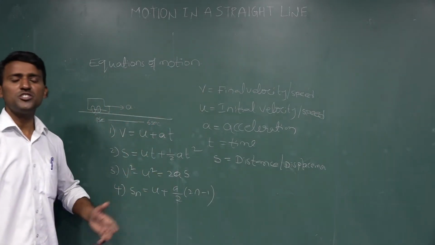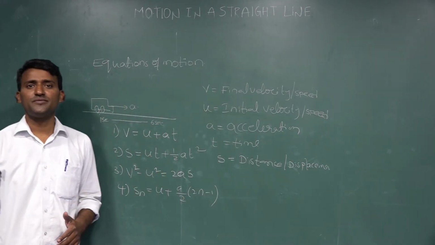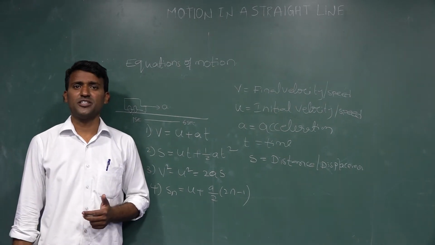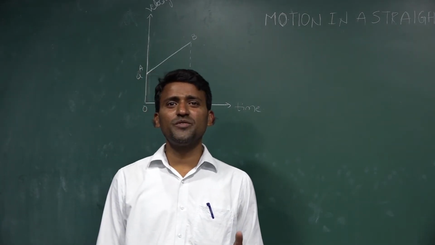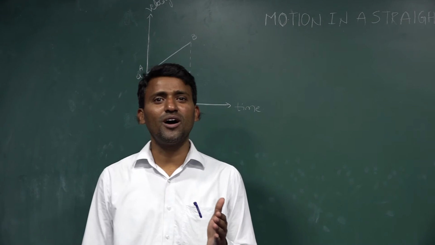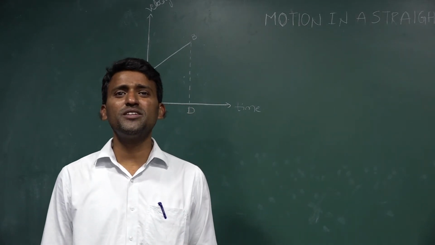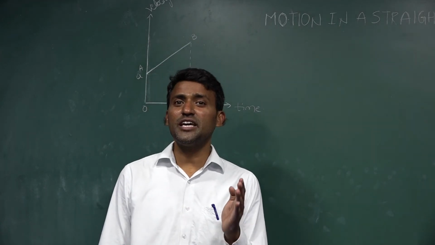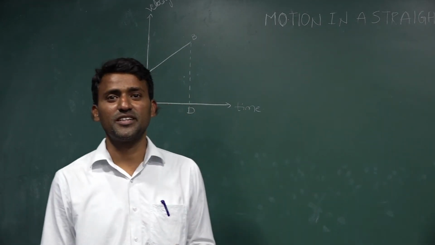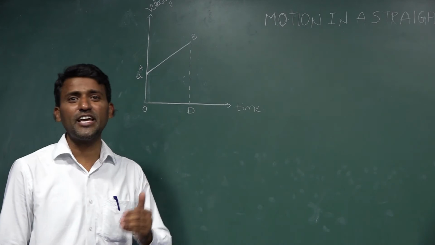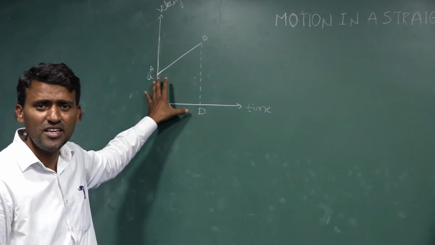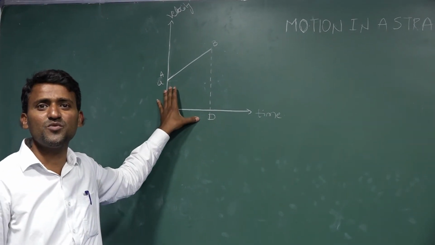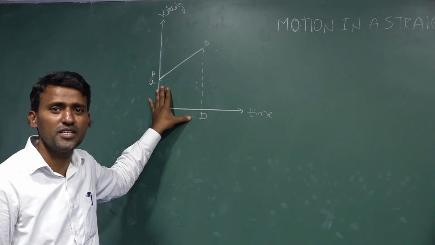So these equations we can prove by using the graphical representation. When an object is moving with uniform acceleration in the horizontal direction, it obeys the 4 equations of motion. Those are called the equations of motion, isn't it? We have to prove those equations by using the graphical representation.